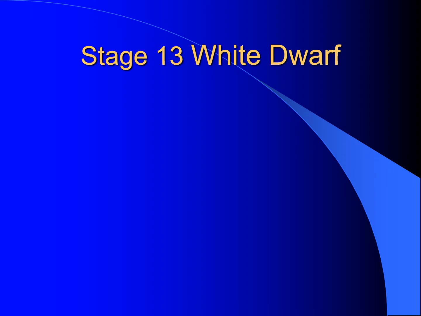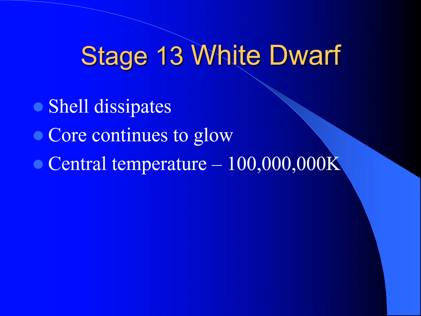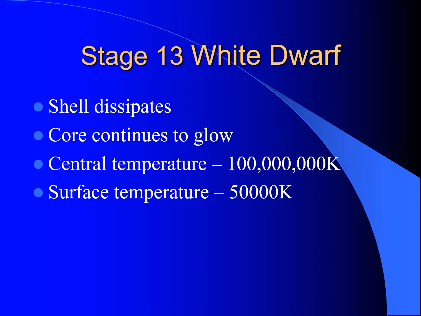Eventually, the ejected gas will dissipate and only the core will remain. This is what we call a white dwarf, and this is where we have stage 13. Its central temperature is about 100 million Kelvin, and the surface temperature cools down to about 50,000 Kelvin. So at this point, the shell has dissipated, the core continues to glow, the central temperature is still the temperature of the core, 100 million Kelvin, but the rest of it has started to cool down and it's only about 50,000 Kelvin. This puts it at the O spectral class.